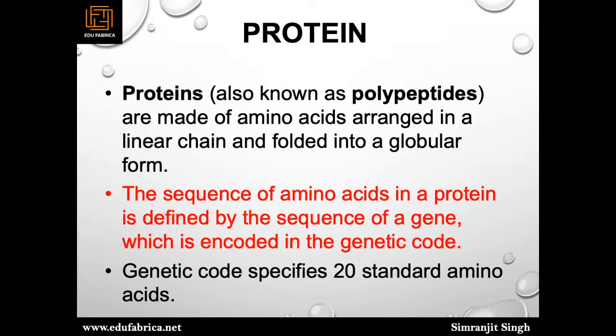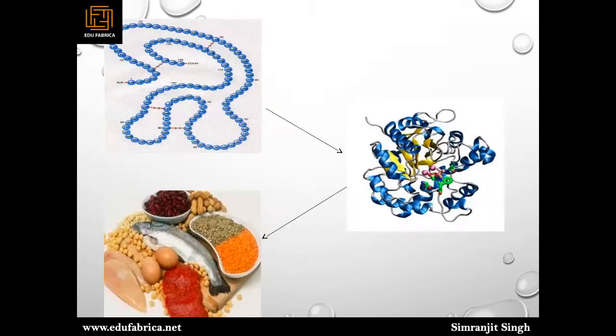So proteins, they are polypeptides. They are made up of amino acids arranged in a linear chain folded into globular form. And the sequence of amino acids in a protein is defined by the sequence of a gene, which is encoded in the genetic code. There are 20 types of amino acids, 20 standards. Then this is your protein.